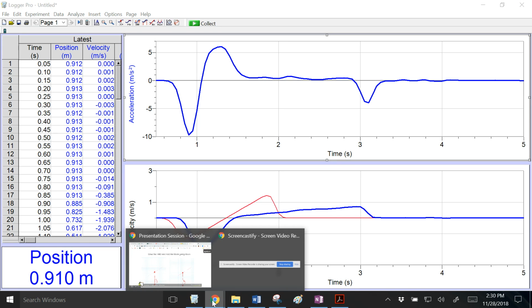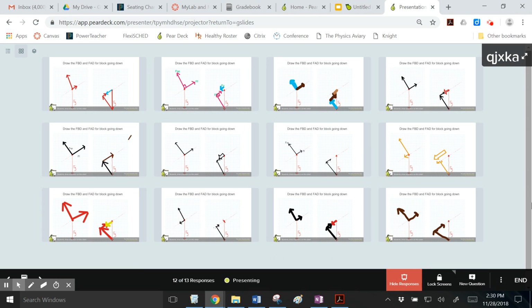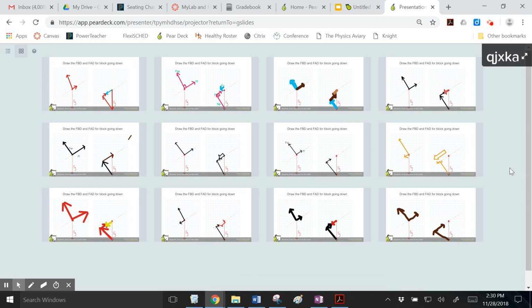Let's see what our friends have to say about that. All right. So almost universally, you can see it now. The friction is now pointing up the ramp. The block is going down the ramp. The friction is pointing up the ramp in most cases.